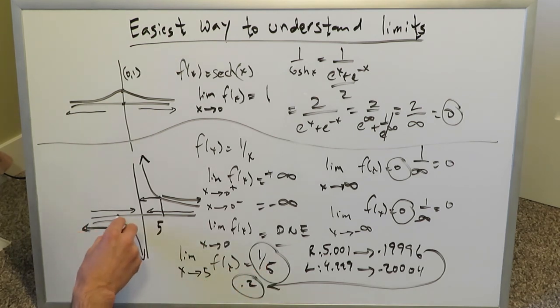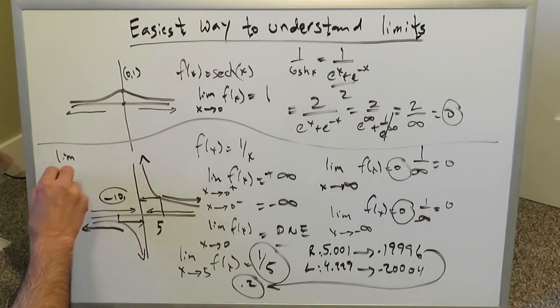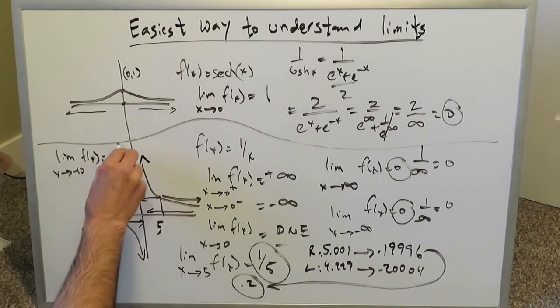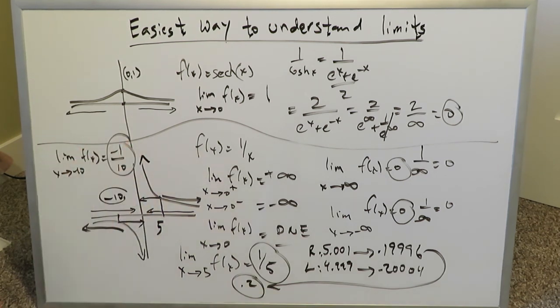And likewise for any of these negative numbers, if I had a minus 10 here and I'm seeing how my function will behave as I plug in minus 10, I can read across. In this instance, the limit as x approaches minus 10, my function will approach minus 1 over 10. You just have to read across. Again, it'll be minus 1 over 10, which is minus 0.1.